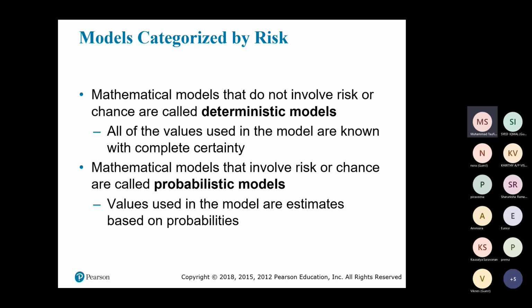So we already learned about the categories of mathematical model. Either it can be deterministic, where the value is 100% sure or certain to be correct, or we have what we call a probabilistic model, where the value is not 100% sure, so you have to add probability terms in the equation.